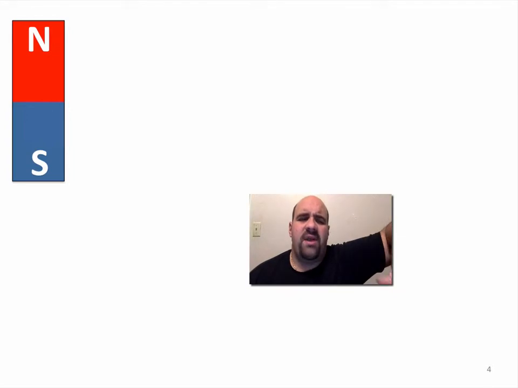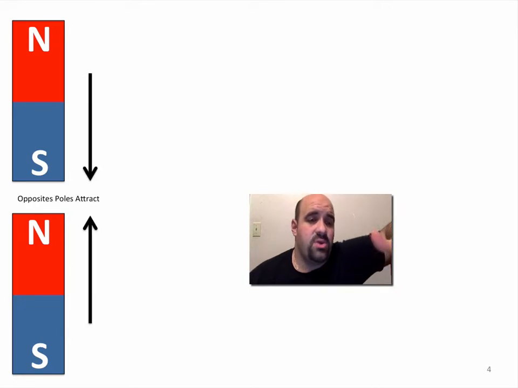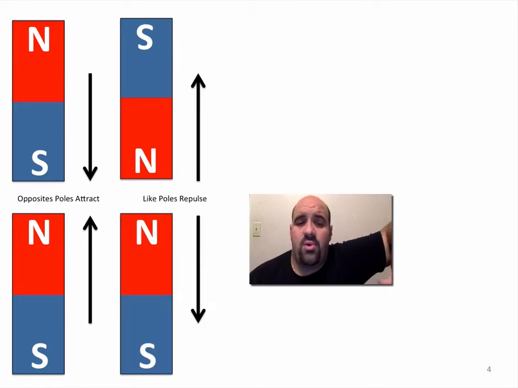Recall that if you had two bar magnets, with a north side and a south side near one another, they would attract one another. Opposite poles attract. If you had a north side and a north side of a magnet near one another, they would repel. Like poles repel, or they repulse one another.